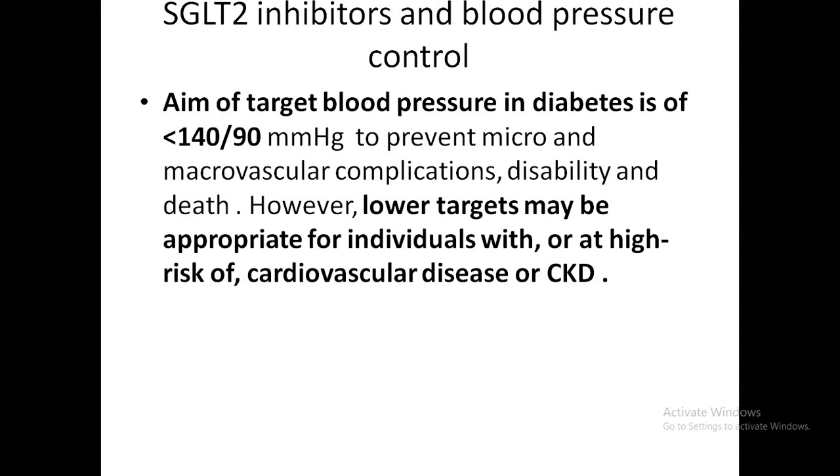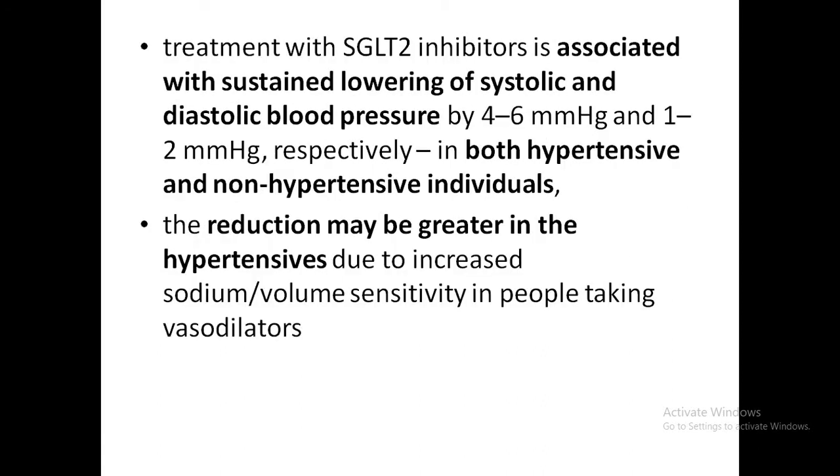How about the blood pressure control? The target blood pressure in diabetes is supposed to be less than 140/90, and lower targets may be appropriate for individuals with high risk of CKD or CV disease. So this is to prevent micro and macrovascular complications, disability and death. SGLT2 inhibitors are associated with sustained BP lowering, both of the systolic and diastolic pressure, in both hypertensive and non-hypertensive individuals. However, the reduction may be greater in hypertensive because of increased sodium and volume sensitivity.